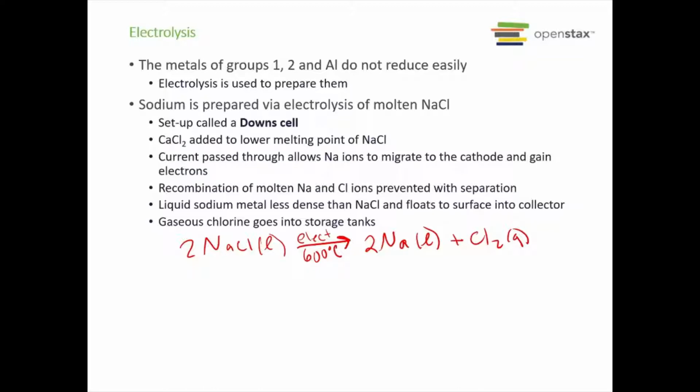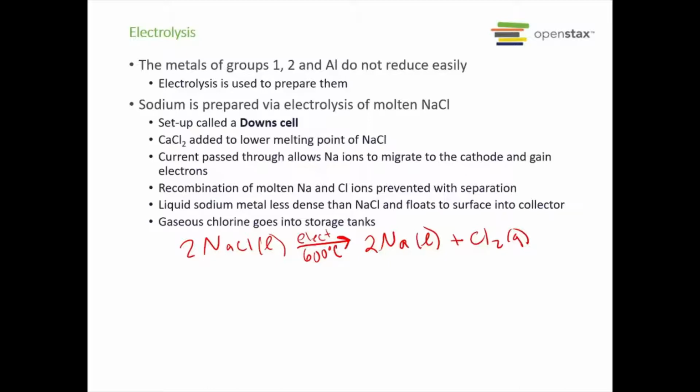So we can prevent the sodium and chloride ions from recombining by separating them out. Basically, the chlorine gas that comes off, we're able to separate from the system because it leaves through an outlet. And then the liquid sodium metal itself is less dense than the liquid sodium chloride, so it's able to float to the surface and be collected. And the chlorine gas is also stored, because chlorine gas is also used quite a bit.